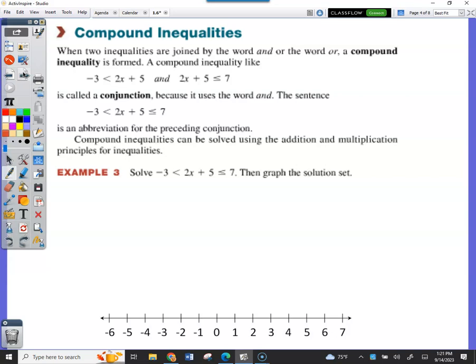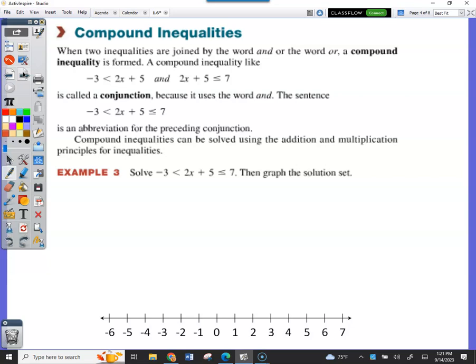So the same thing goes with compound inequalities. If it says and, it means that it has to meet this restriction and it has to meet this restriction at the same time. Now we're talking numbers, not Coke and Sprite. We're talking about numbers on a number line.